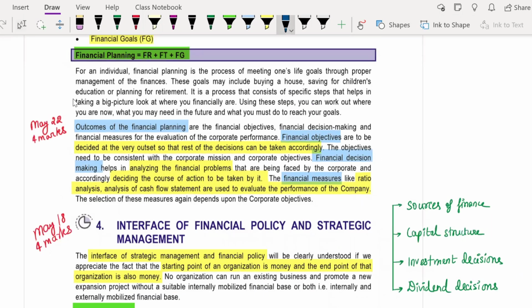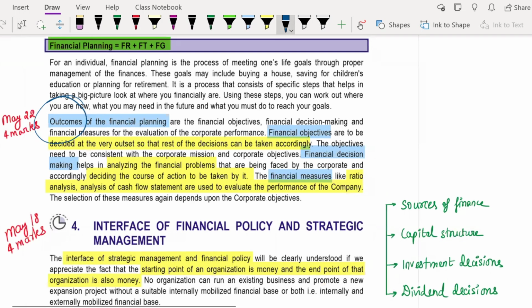Until now we have studied what financial planning is and the three elements that make it up. Once you have done your financial planning, what outcomes are you going to get from it is what we are going to understand now. This is one of the questions which was asked in May 22 for 4 marks. So, the outcomes of financial planning.